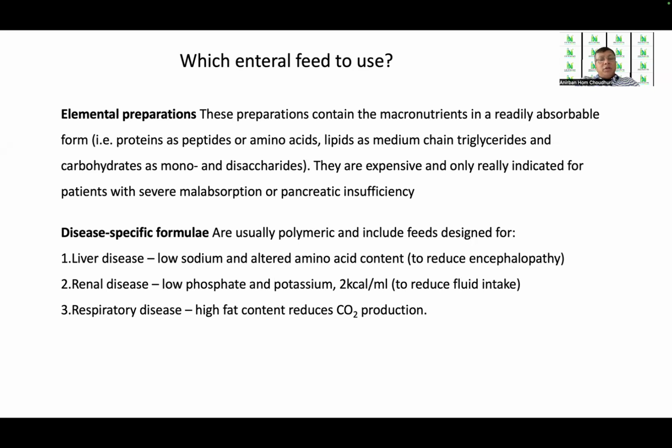Disease-specific formulas are usually polymeric and include feeds designed for liver disease, respiratory disease, renal disease, etc. The ones specific for liver disease are low in sodium and have altered amino acid content to reduce encephalopathy. Those specific for kidney disease are low in phosphate and potassium and give 2 kilocalories per ml to reduce the fluid intake. Those specific for respiratory disease are high in fat content to reduce carbon dioxide production by reducing the carbohydrate.